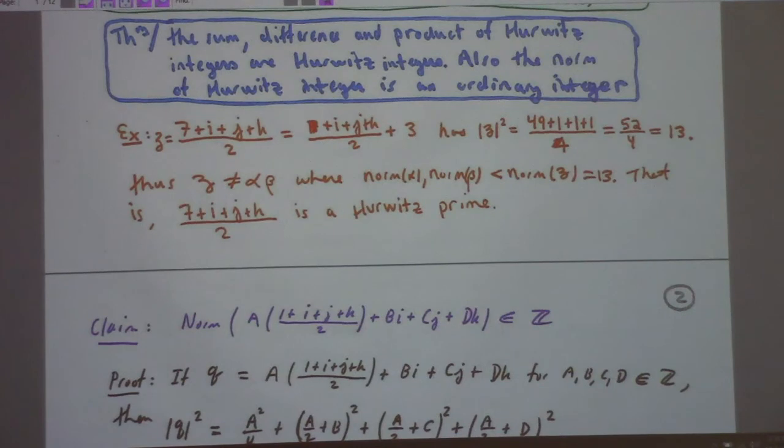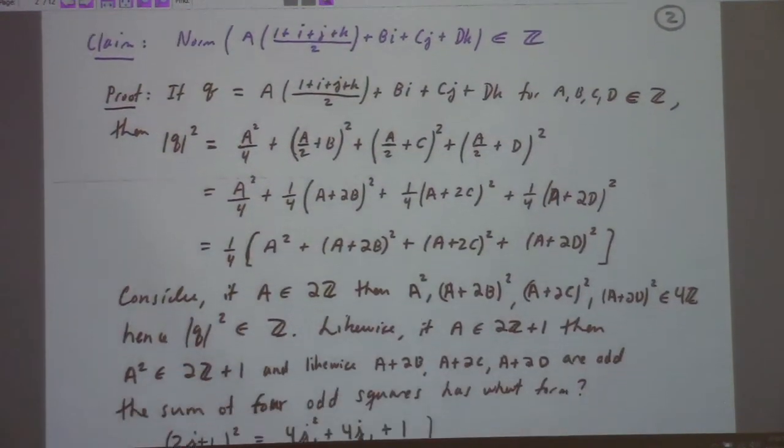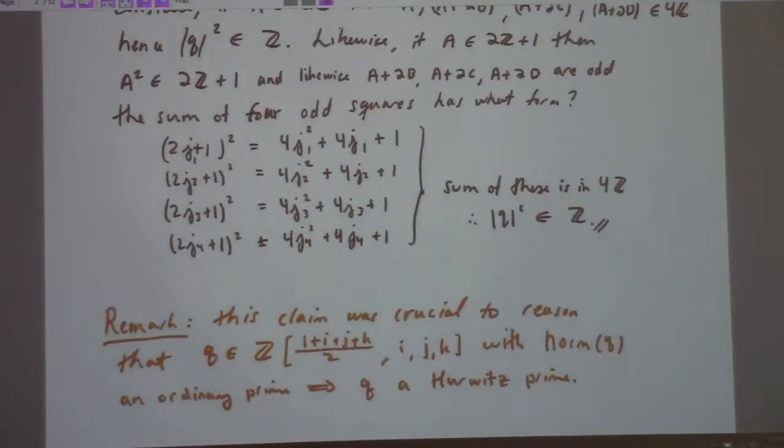For example, this 7 plus i plus j plus k divided by 2, we could rewrite as this plus 3, and it's got a norm which is equal to 13, which means that this guy is a Hurwitz prime. Woohoo! Because if it had a divisor, that would correspond to there being non-trivial divisors of 13, which of course we cannot do because 13 is a prime in the integers. Now, I realize I haven't assigned you guys homework on it. Let's not get too far into the weeds here.